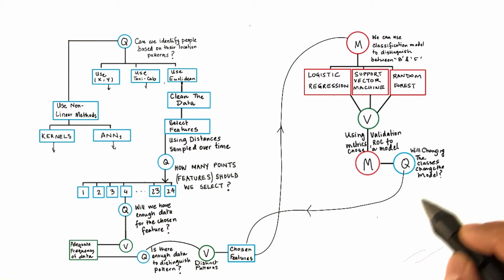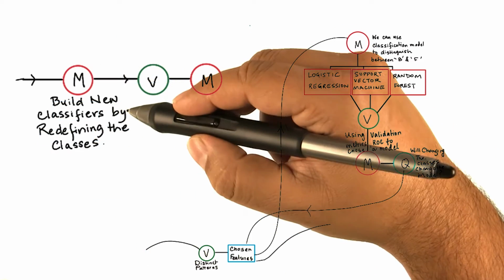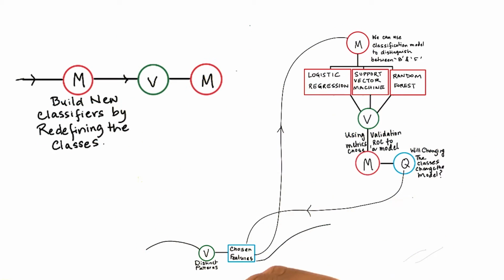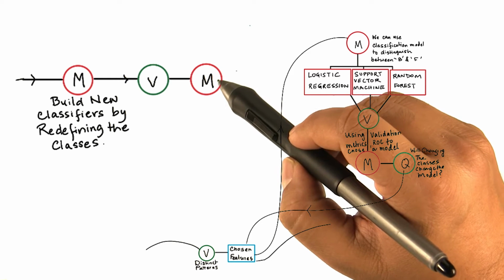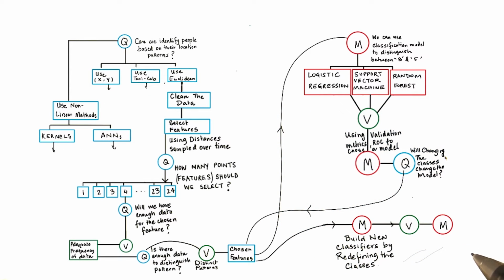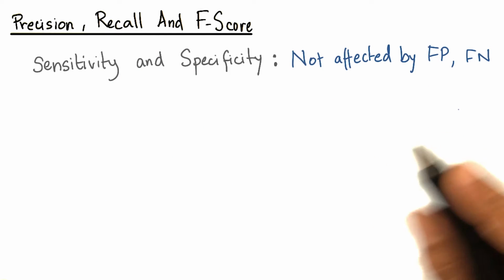To investigate this question a little bit further, we come back to our original point where we started building our models. To continue that investigation, we'll now build new classifiers by redefining the classes. Then we'll use different validation metrics and choose a new model. At this point, we have our entire map of our model building and validation process. Let's investigate this end a little bit more to see what metrics we can use to validate models with our new classes. We are back to the Precision, Recall, and F-score video 28.